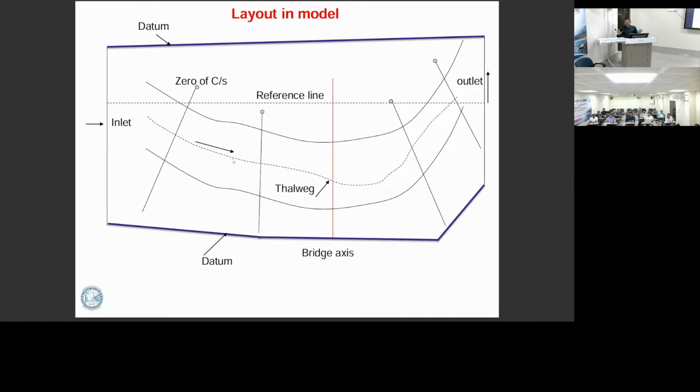So this is the layout of the model. What is the datum? Datum is not the datum of the prototype. It is a temporary datum you fix in the model. You have an upstream model boundary, and there you have a cross section. Suppose the top level of your cross section is 100, floodplain, not the deep channel. Then at the downstream-most section you take, you may get 95 as the top level.